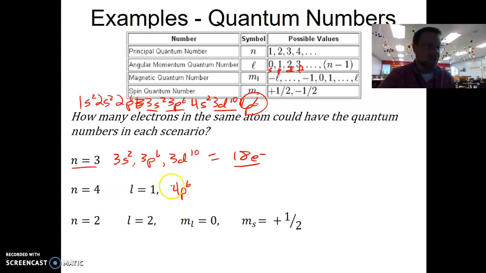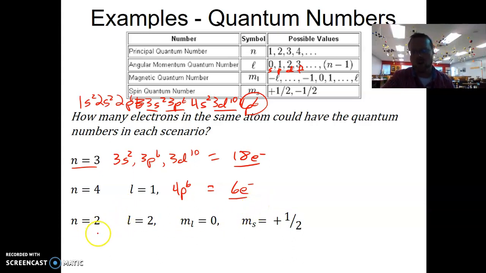Now, there's 3 boxes, 3 orbitals, each that has a positive and a negative M sub S for those positive and negative 1/2 spins. So that could give you the 6 possibilities that you have there. But ultimately, we're saying no more than 6 electrons in the same atom could have those quantum numbers. Now, for this last scenario, it looks like we got all 4 quantum numbers, and you may be tempted to say, oh, we've got to be talking about 1 electron, because no 2 electrons in the same atom can have the same 4 quantum numbers. And assuming those are valid quantum numbers, you'd be correct.